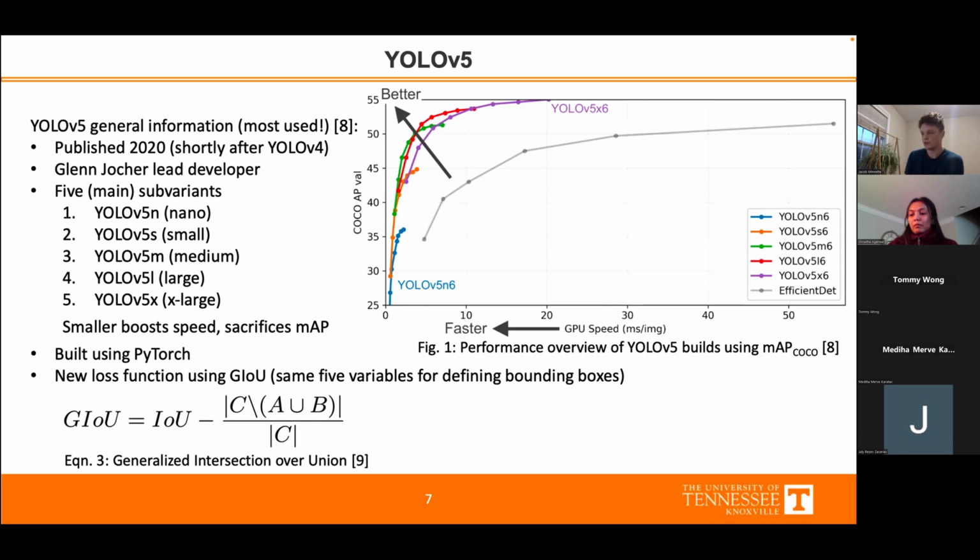YOLO was built fully using the PyTorch framework, which is a tool for deep learning within computer science. It also incorporated a different loss function rather than the standard intersection over union. It is a generalized intersection over union, which is defined by the equation here, equation 3, the exact details of which are a whole paper in itself from a group from Stanford.